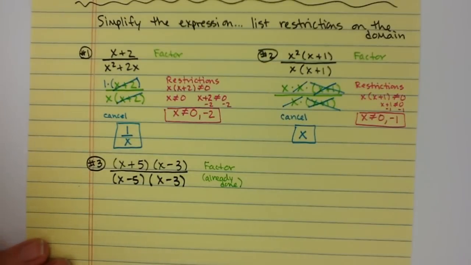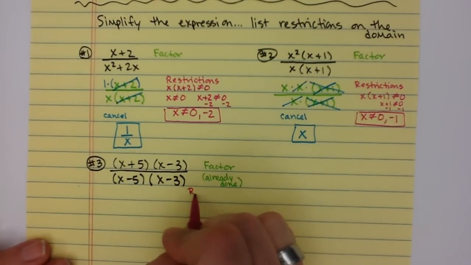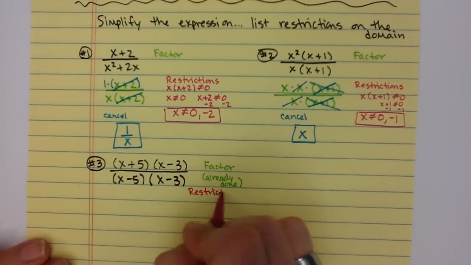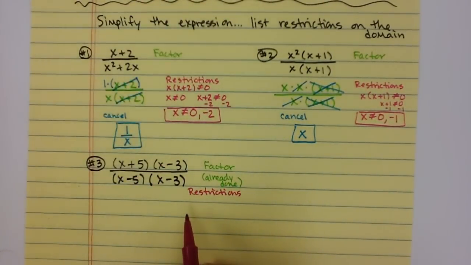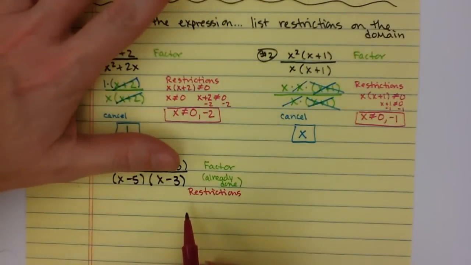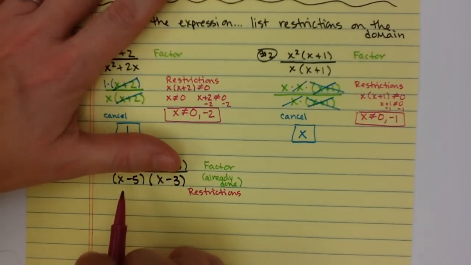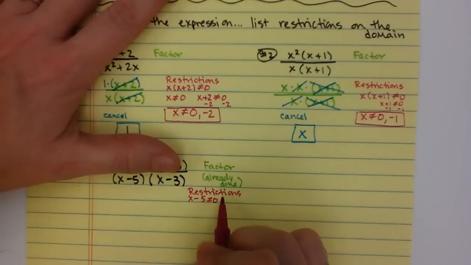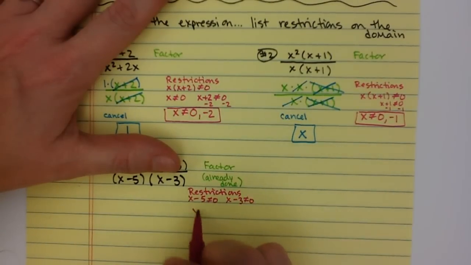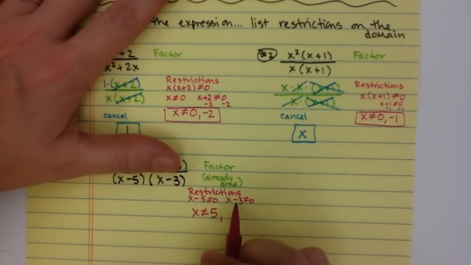So after the factoring step, what comes next? The restrictions. So I take my denominator, set each part that contains a variable not equal to 0. So I have x minus 5 cannot equal 0, and x minus 3 cannot equal 0, which gives me that x cannot equal, add the 5 over, so x cannot equal 5, add the 3 over, and x cannot equal 3.